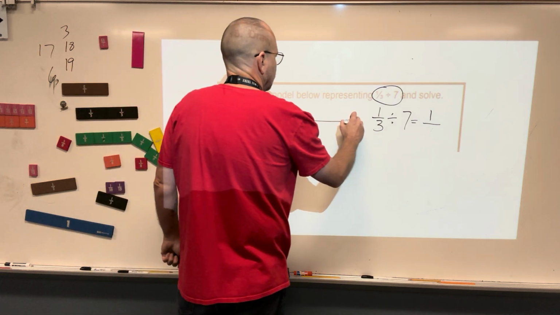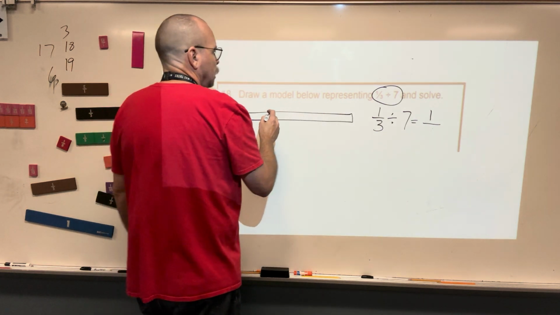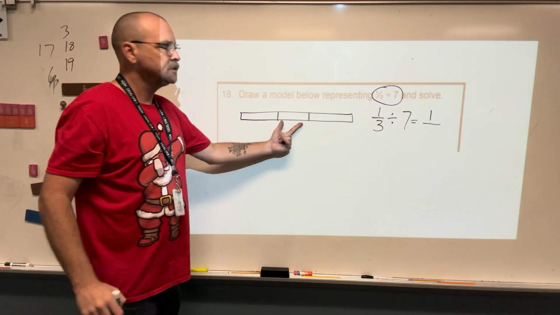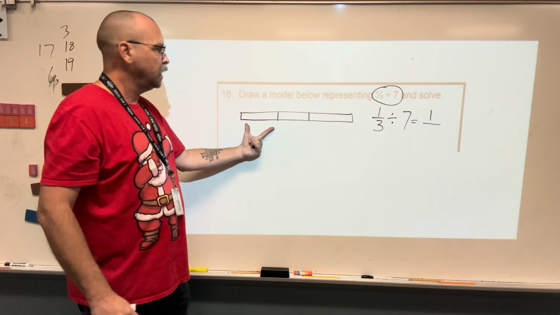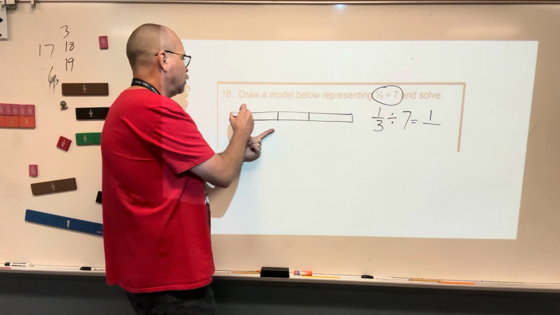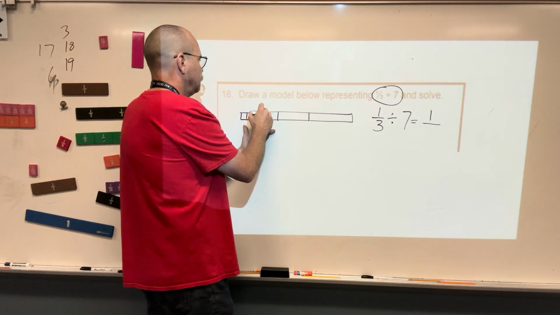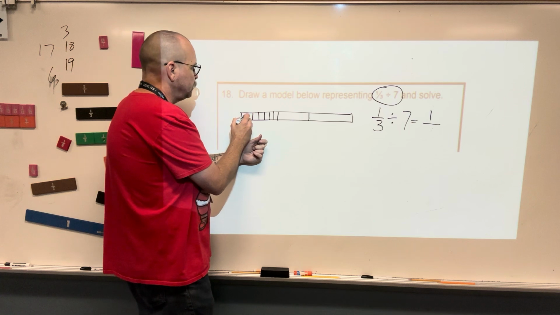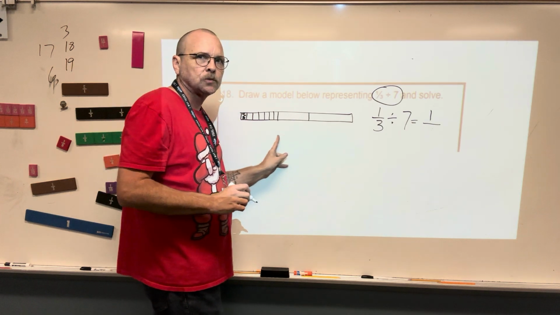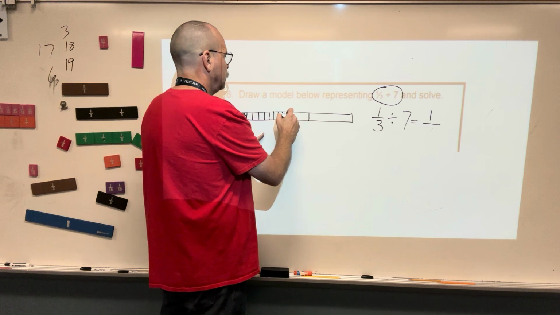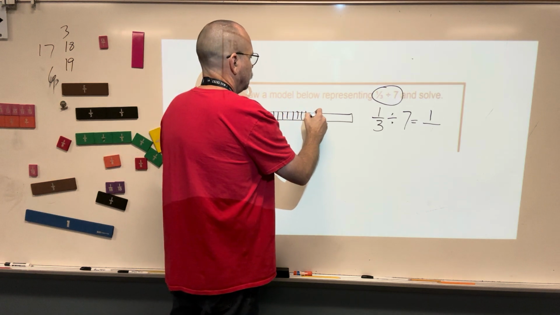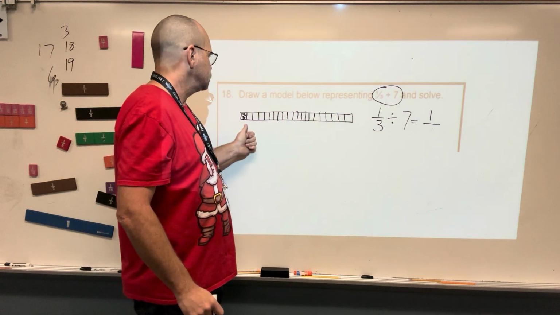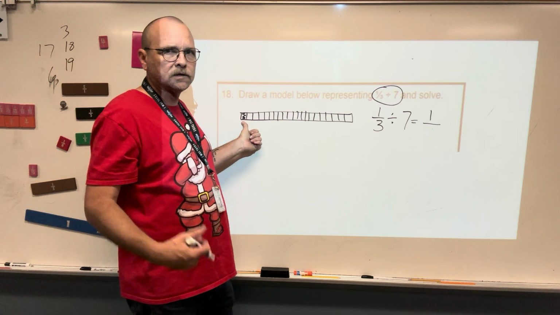So if we take 1/3, each of these is worth 1/3. But we're taking one of them and dividing it into 7 equal parts. If we do that, this is how much we're talking about. This 1 out of how many parts would there be if all of them were divided this way? There are a total of 21 parts. 1 out of the 21 is what we're looking for.